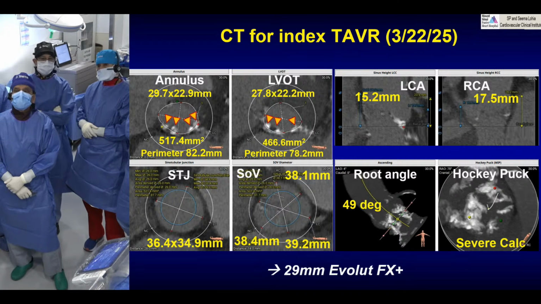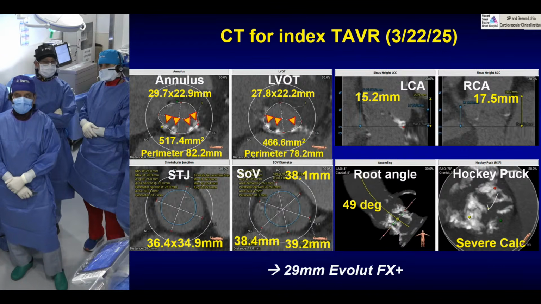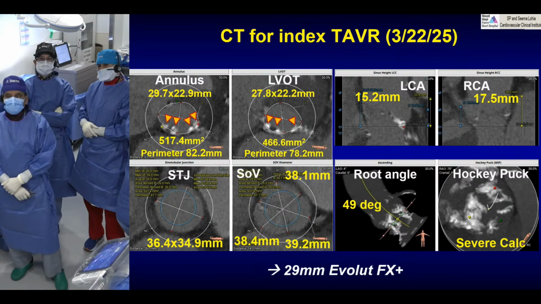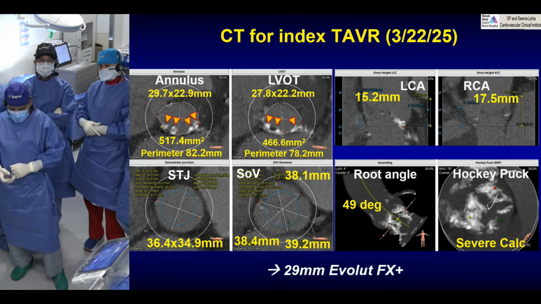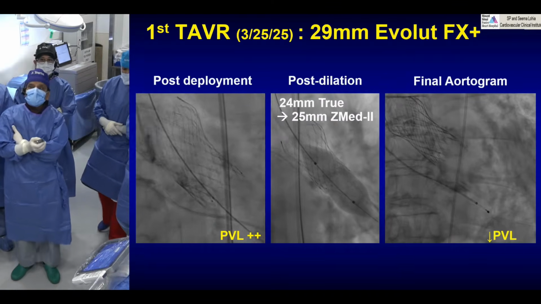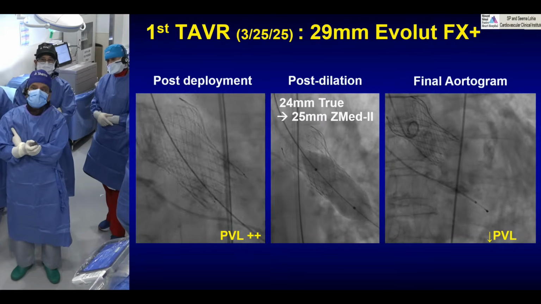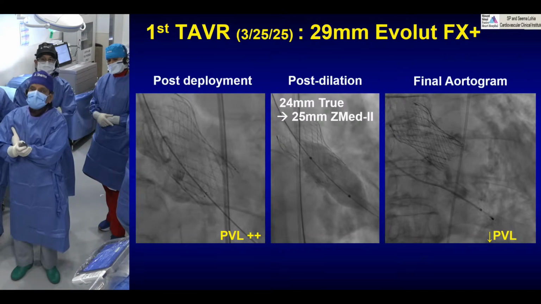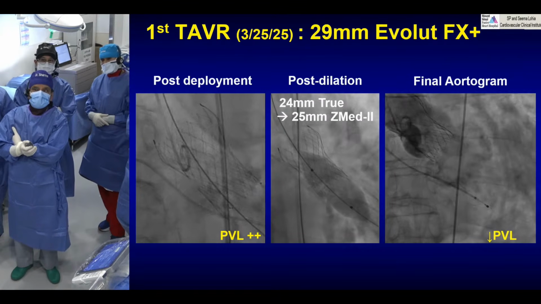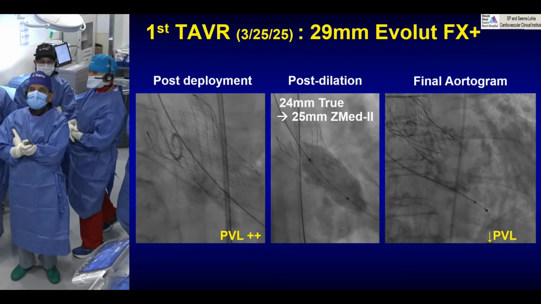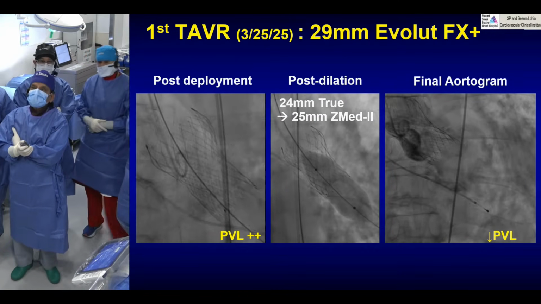Balloon expandable would run the risk of rupture, and self-expandable runs the risk of PVL. I know you wanted to say any point on that? My question is subsequently, we are seeing PVL, right? During the procedure, and then subsequently, there is probably a recoil of the valve, both of the SAPIEN as well as the self-expanding valve.